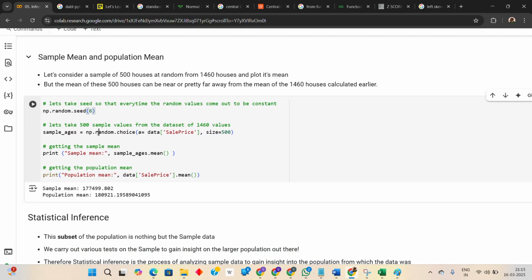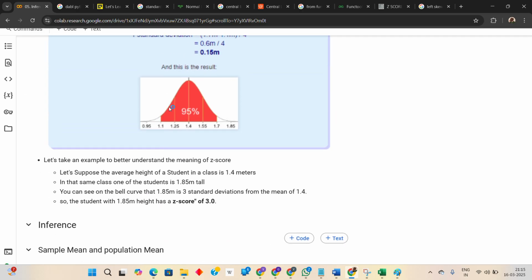Here, random dot choice, as I told you, choice means that out of your desired values, it will take any choice randomly. How many you want, that is the size we have to mention. Sale price is the data point we already saw.